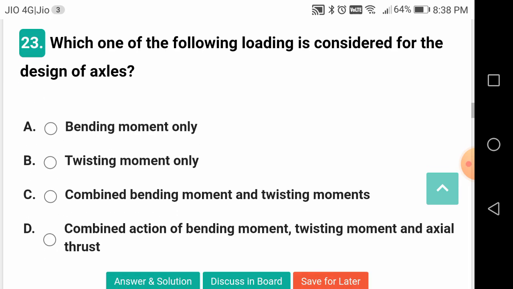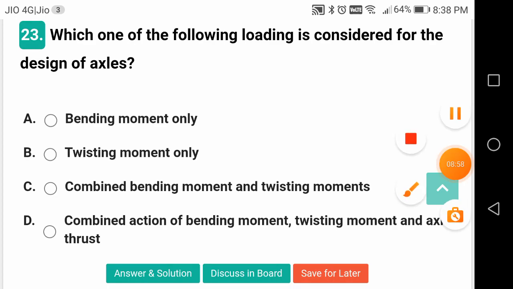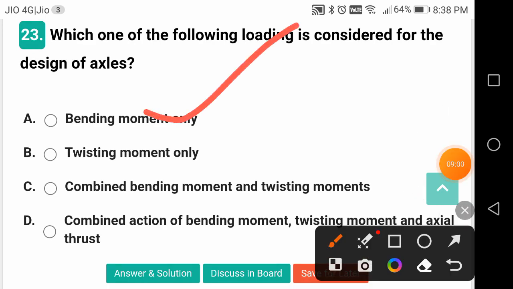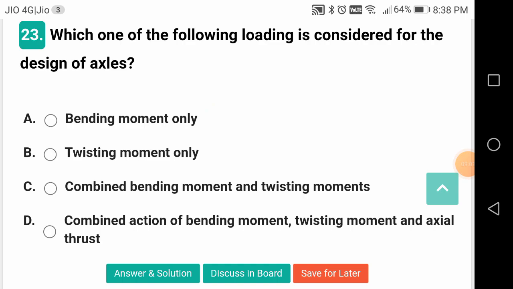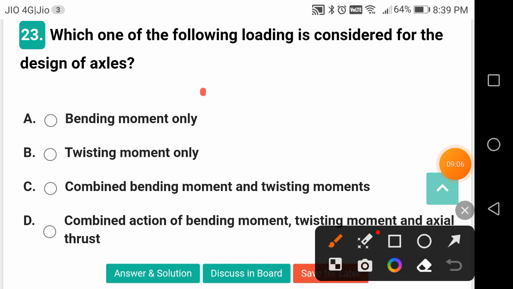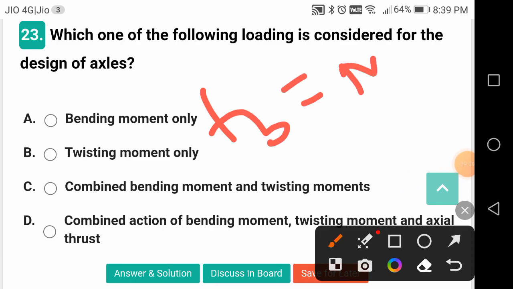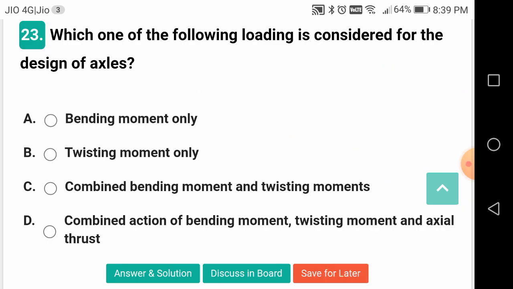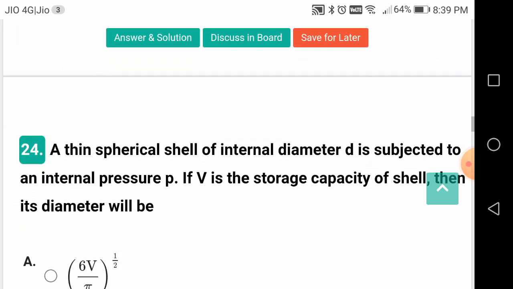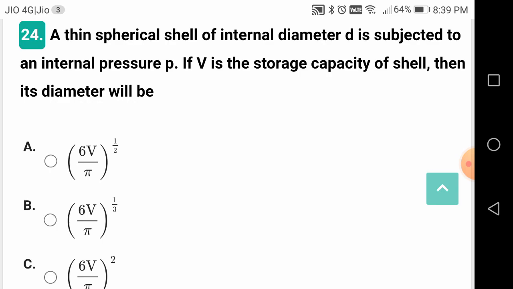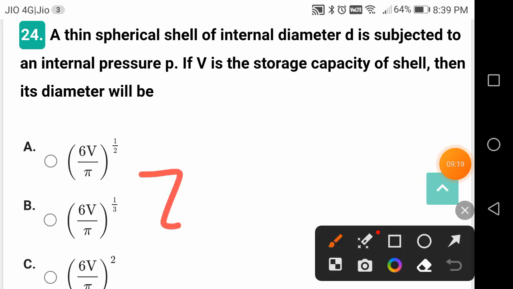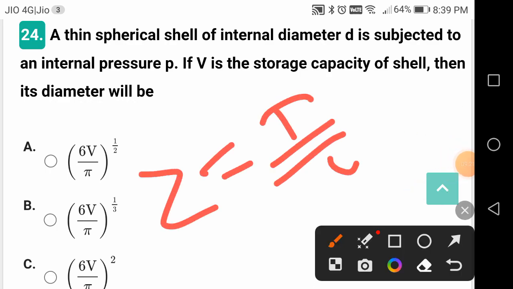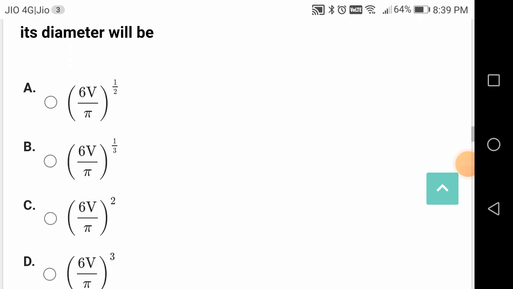Which of the following loading is considered for the design of axles? Once again, it is bending moment. Bending moment introduces bending stress. What is the bending stress formula? FB is equal to M max by Z. Z is the section modulus, and M max is the maximum bending moment. Section modulus is equal to I by Y, Z is equal to I by Y: moment of inertia by the distance of the outermost fiber from the neutral axis.